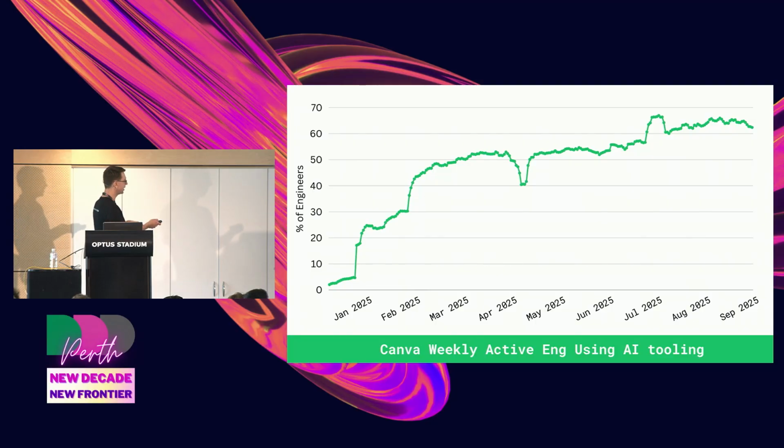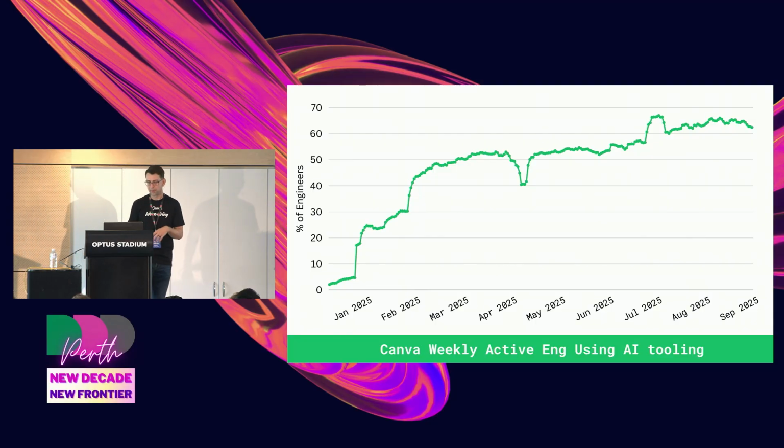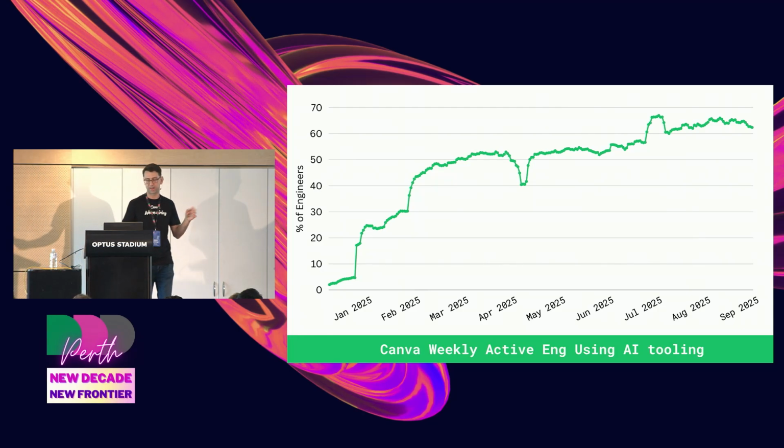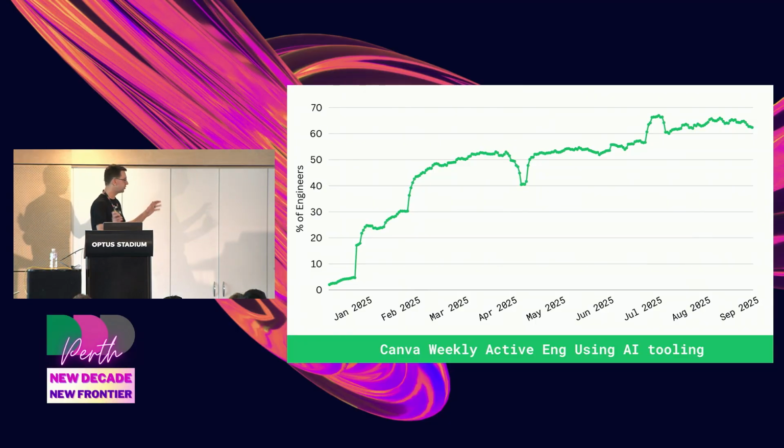And over here in July, that was our AI Discovery Week, where all the engineers paused their usual work for an entire week, and they could spend the entire week playing around with AI tools. We didn't expect anything from them and just said, go wild, use the new tools, learn something new, and have fun doing it. The big uptick in February here was unlocking Cursor.